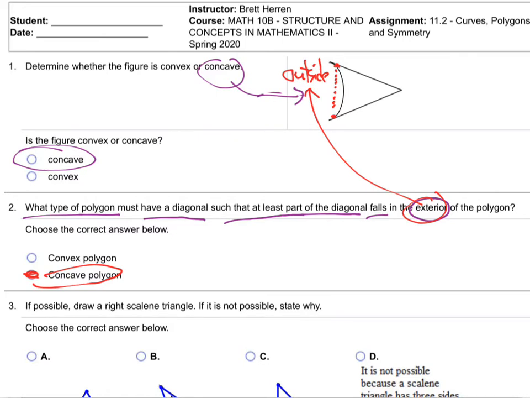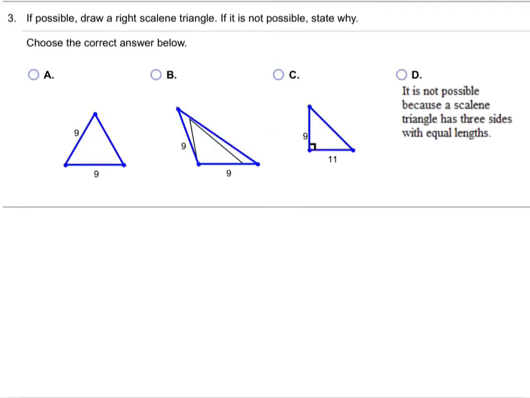All right. I'm going to move on to 3. Again, if I'm too quick, it'll be on YouTube, but I want to get to the hard ones so I can slow down there. If possible, draw a right scalene triangle. If it is not possible, state why. What's scalene mean again? Three sides that are different, huh? Yeah, three sides that are not the same. So can that be the case? Can you have a right triangle with three different sides?